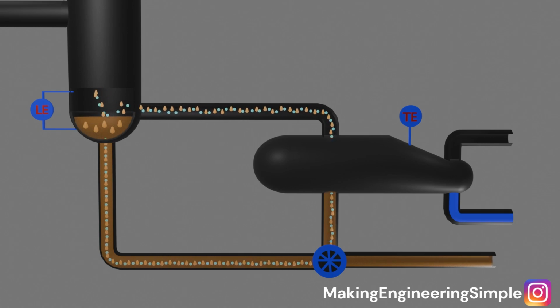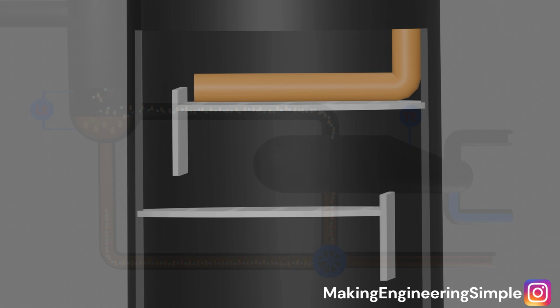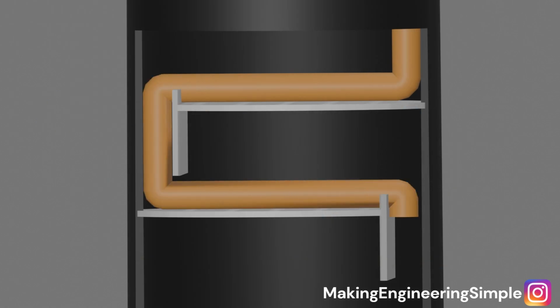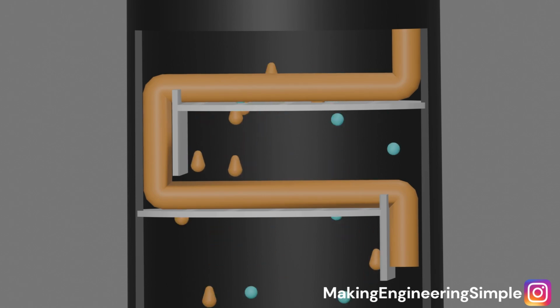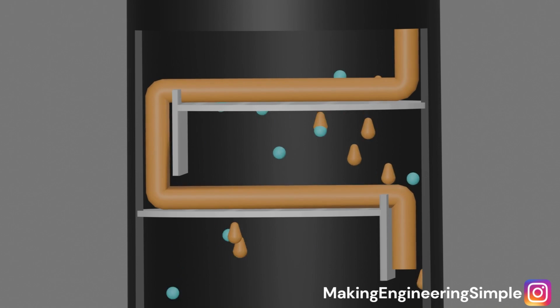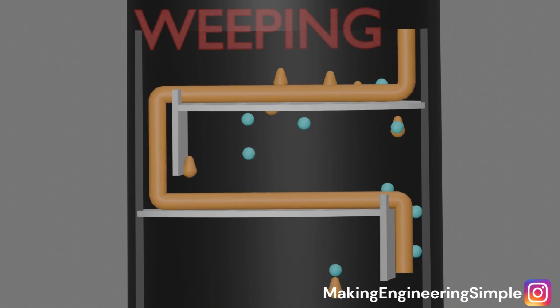All of these control loops exist for one reason: to keep the column in perfect balance. If they don't supply enough heat to the reboiler, the vapor pressure drops. Without enough gas pushing up, the liquid stops flowing across the trays and just dumps straight down through the holes. This is called weeping, and it completely ruins the separation.